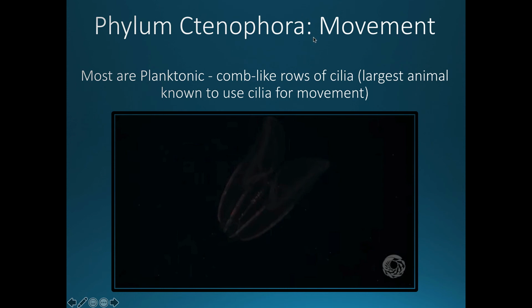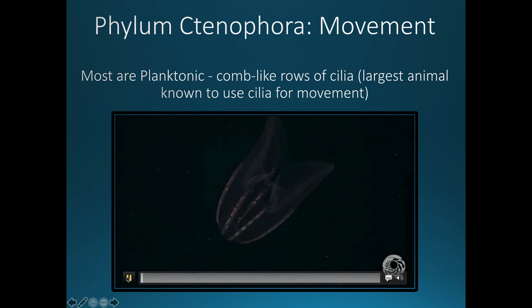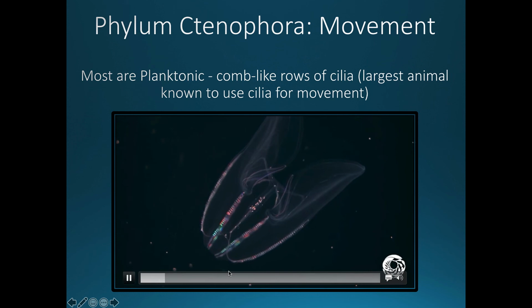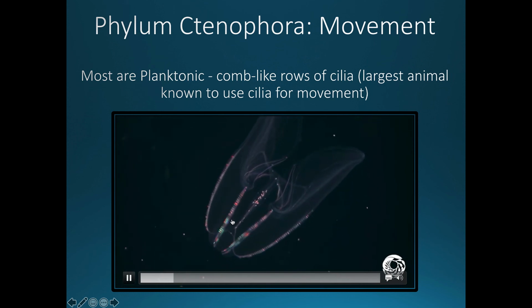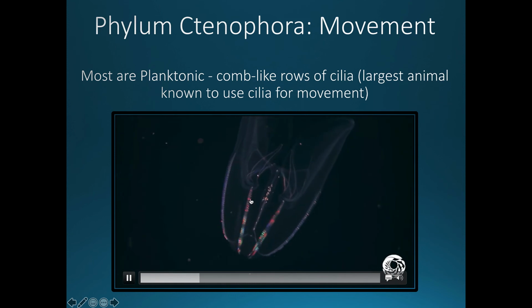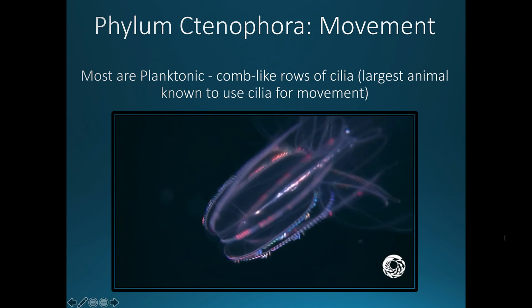Now most Ctenophora are planktonic, and they can move, as we'll see in this video here, using rows of cilia. In fact, they're the largest known animal to move solely by cilia. As we'll see in a moment, I'm going to tell you that they're bioluminescent, and that's how we can see them. And these beating fluorescent structures here are the cilia, and this allows the comb jelly to move.